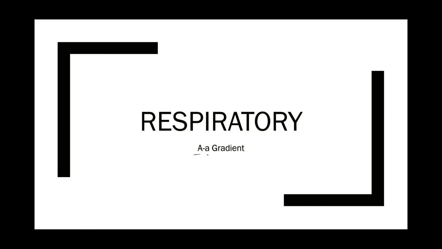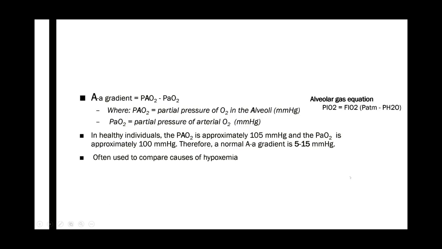Okay, so big A, small a gradient. Remember, alveolar-arterial gradient. This is a little bit more simple than some of the other lung equations. It's basically the partial pressure in the alveoli minus the partial pressure in the arterial. This is oxygen, right? P big A O2 minus P small a O2.